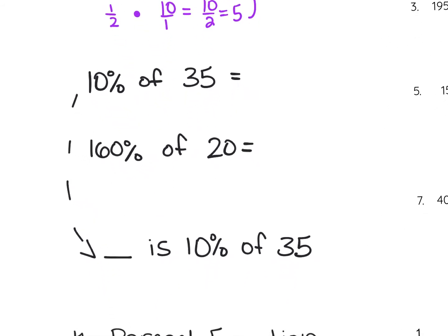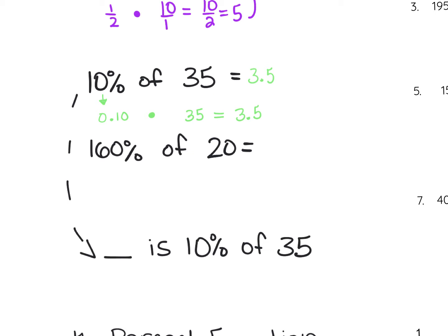So if we have 10% of 35, the first thing we need to do is put this in number form, a number that we can plug into our calculator. So 10% is 0.10. Again, "of" means multiplication, of 35, and we can plug that into our calculator or do it in our head. We get 3.5. So 10% of 35 is 3.5.